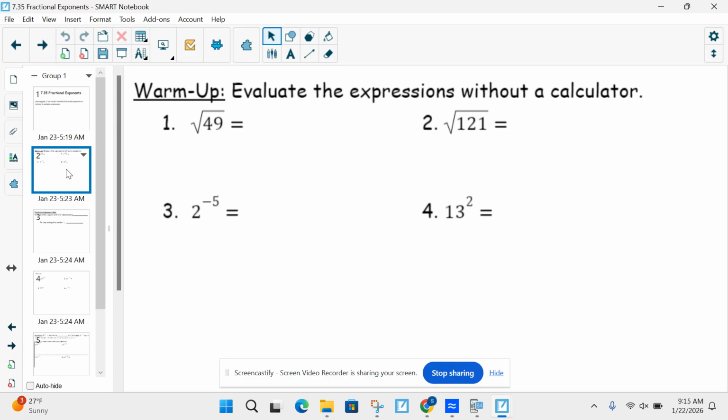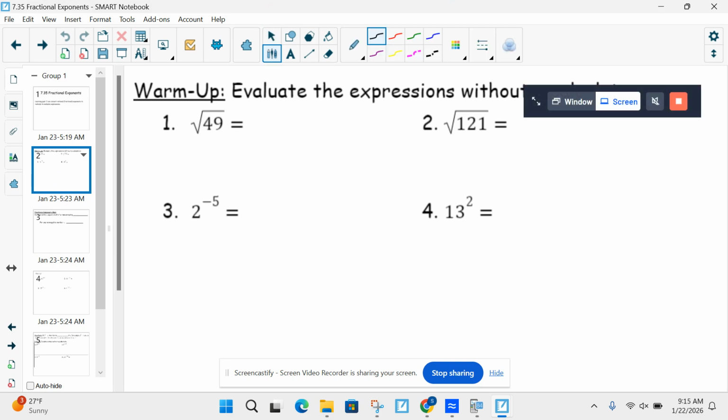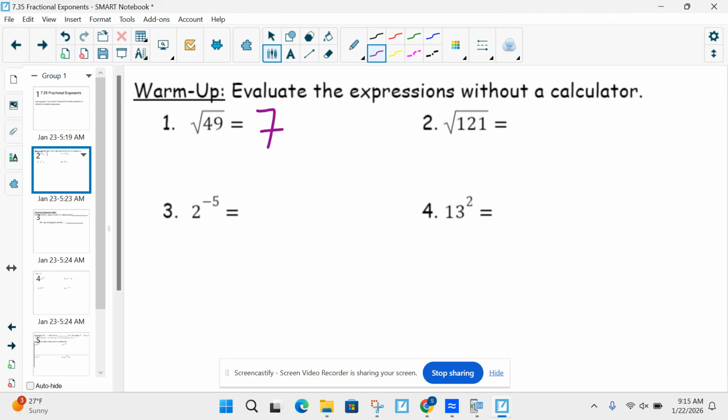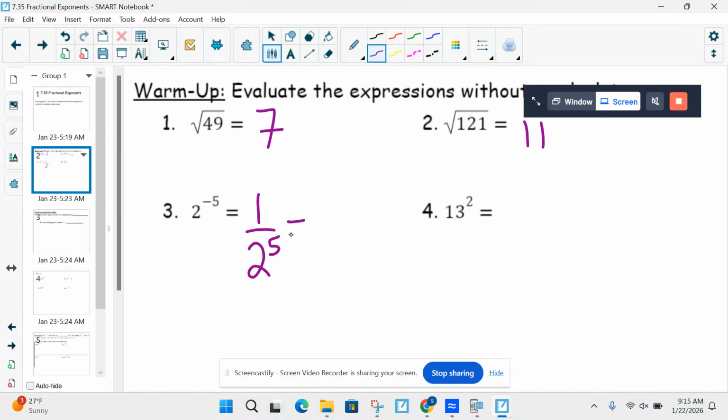Okay, so number 1, hopefully you did these questions already. Number 1, answer is 7. Number 2, square root of 121. Jacob? 11. Number 3. Emily? Yes, 2 to the 5th, and 2 to the 5th is, what, 32? So you can simplify that to be 1 over 32, and then 13 squared is 169.